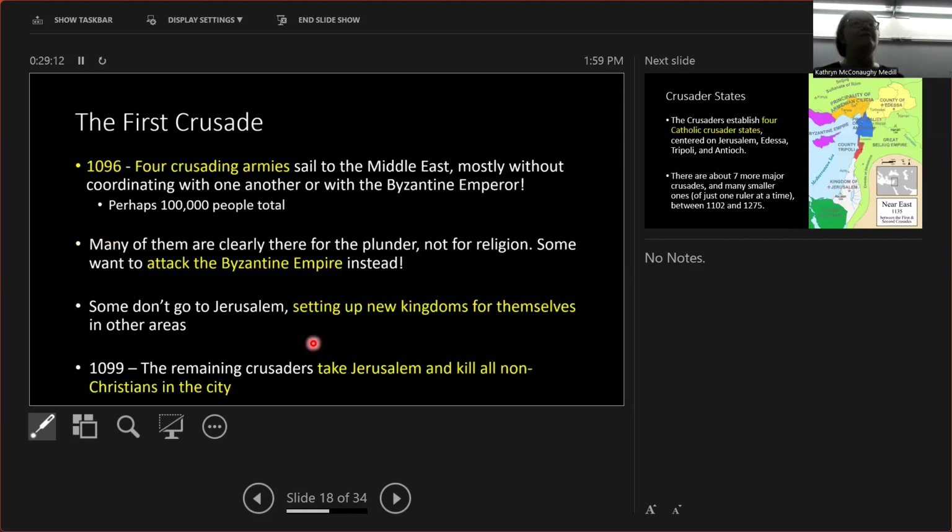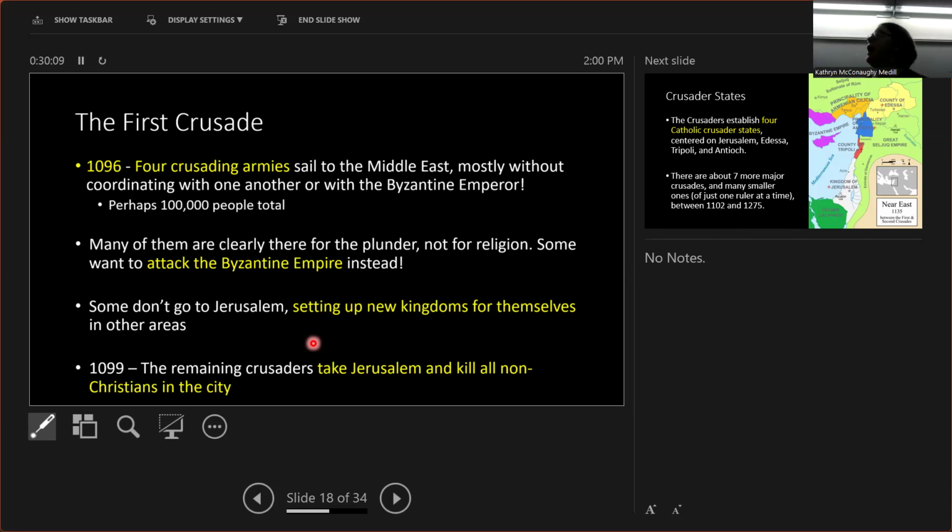And so this is kind of what's going on here with the First Crusade. So in 1096, four different crusading armies sail from Europe to the Middle East without really coordinating with one another about what they're doing or with the Byzantine emperor, whose letter had been supposedly the reason that the Pope got involved in the first place. So perhaps about 100,000 people in total. Many of them are clearly there for the plunder, because as soon as they get to the Middle East, some of them sort of pause and are like, hey, the Byzantine Empire seems rich. Maybe we should just attack them and take their stuff. So the Byzantine Empire is now having to fight off the Crusaders as well as the Seljuks.